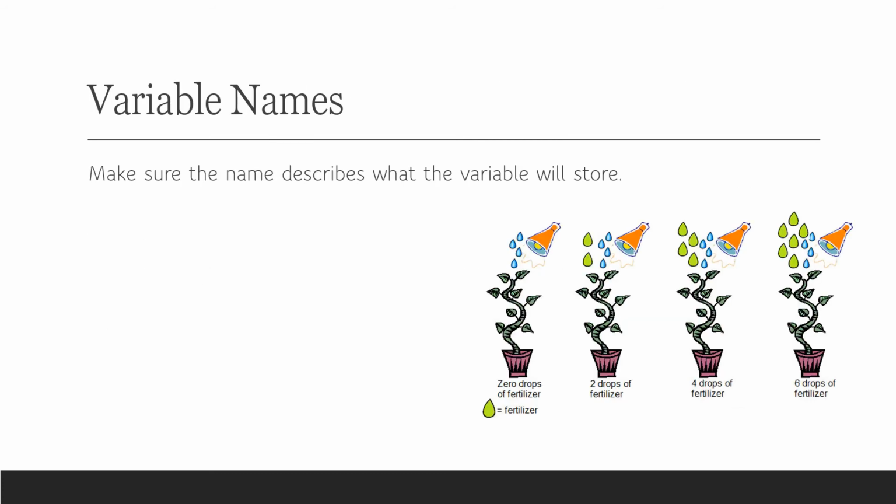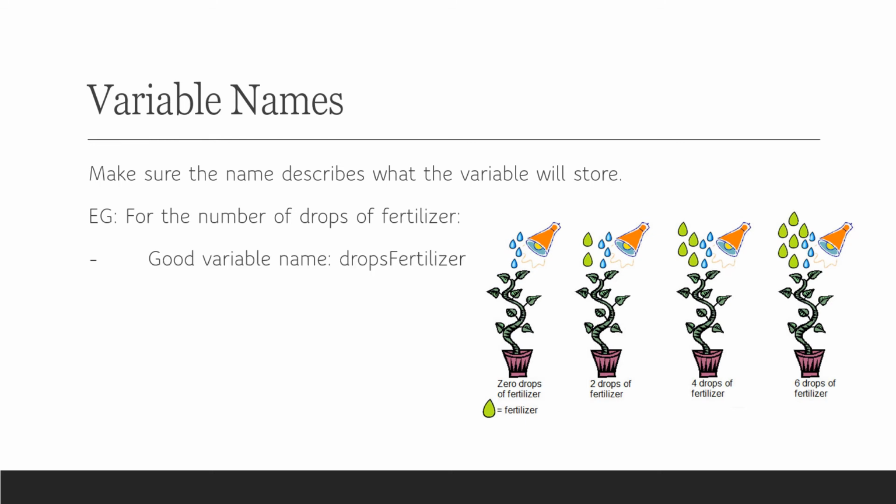Now make sure that whatever name you give your variables describes well what is stored in the variable. Here's a little experiment. We're putting different amounts of drops of fertilizer on a plant. And we want a name for the number of drops of fertilizer. We need a variable to store that. Now a good name would be drops fertilizer. A bad name would be Dr. Fert. How would I know that's not Dr. Fert you're talking about? So remember to not be ambiguous when you call your variables.